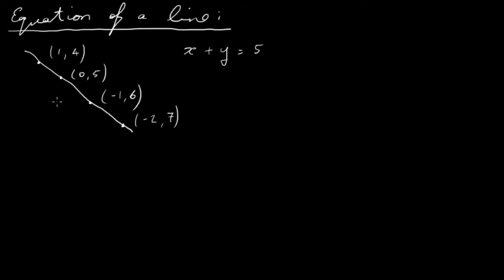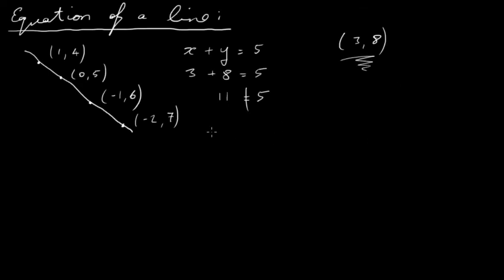Now if we take another point, let's say we take the point 3, 8, for example, and we want to know, is that point on this particular line here? Well, you just put 3 in here. 3 is our x, 8 is the y, so put in 8 here, and that's supposed to be equal to 5. 8 plus 3 is 11, which is clearly not equal to 5, so therefore this particular point is not on the line.